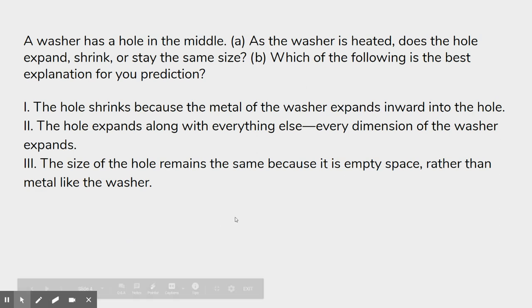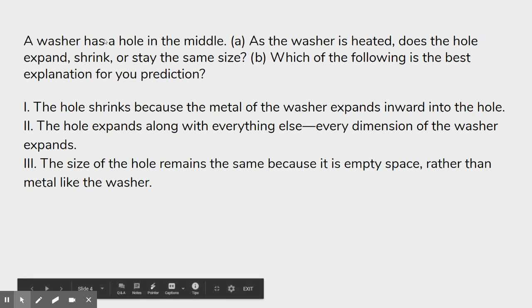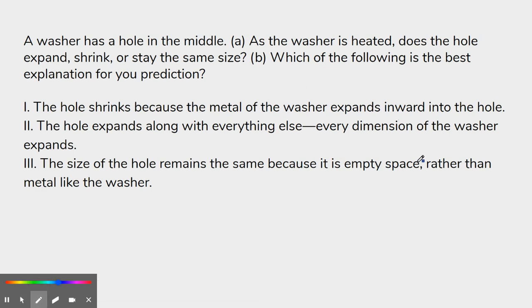On this problem, we have a washer with a hole in the middle, and the washer is the metal object that is shaped kind of like a donut. So it looks like this. And then it has a small part in the middle. As the washer is heated, does the hole, so does this part, expand, shrink, or stay the same size? And then what is the best explanation?